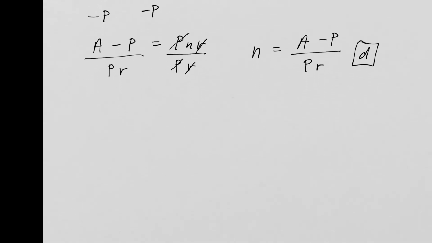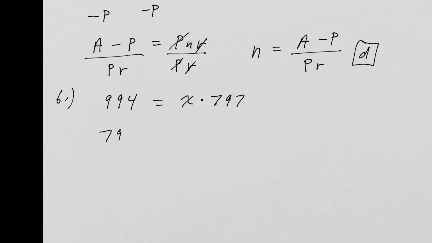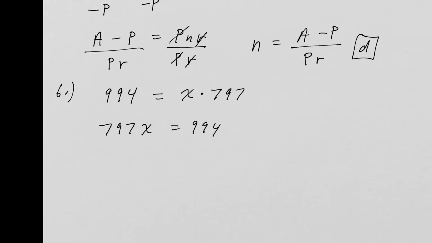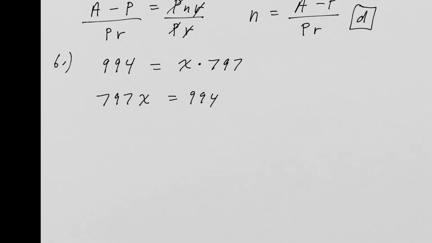Okay, 6. It says 994 is, remember that's equals, what percent? x of multiplication, 797. If you want, you could write this as 797x. I'll put the variable on the left-hand side, equals 994. Now, how do I solve this? Well, I need to divide both sides by 797.